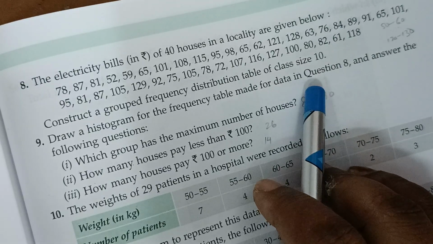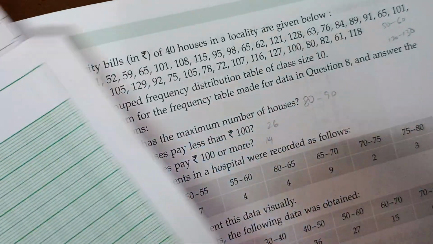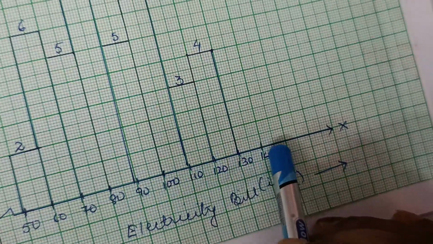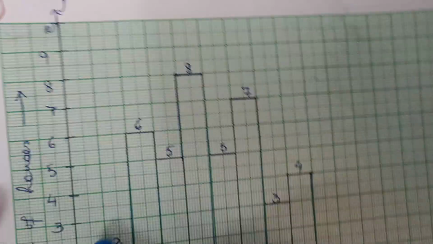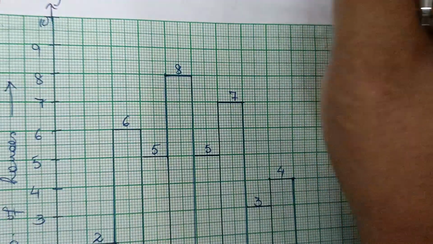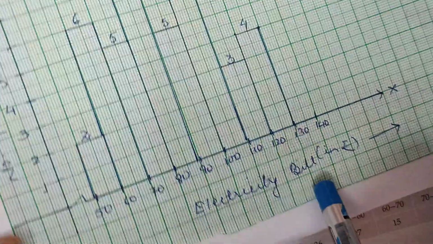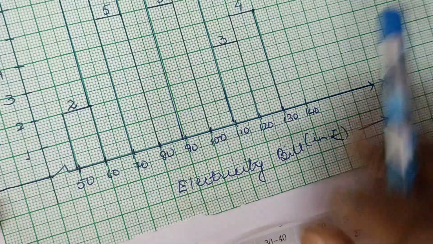Okay children, so let us draw this. In a bar graph there was a gap, but in a histogram there won't be any gap. It will be continuous. So you will see question number 8. First, on the y-axis we will write the number of houses, and on the x-axis we will write the electricity bill.